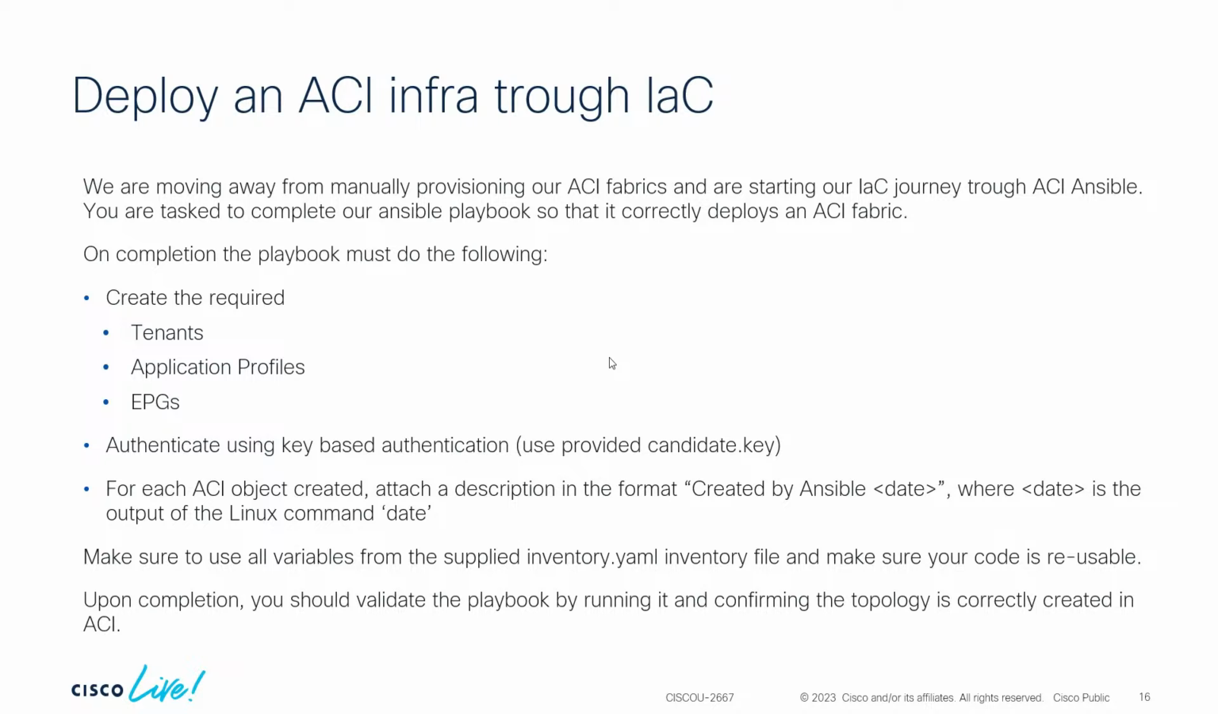So this is an example of a DTDM question. You're moving away from manually provisioning your ACI fabrics and are starting your infrastructure as code journey with ACI and Ansible. You're tasked to complete your Ansible playbook so that it correctly deploys an ACI fabric. On completion, the playbook must do the following. You need to create tenants, application profiles, EPGs.